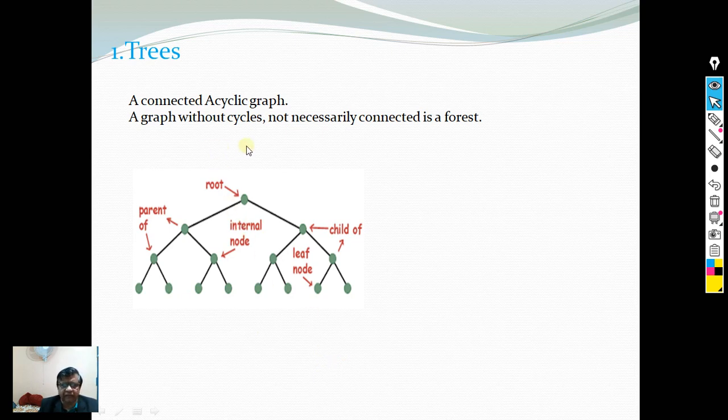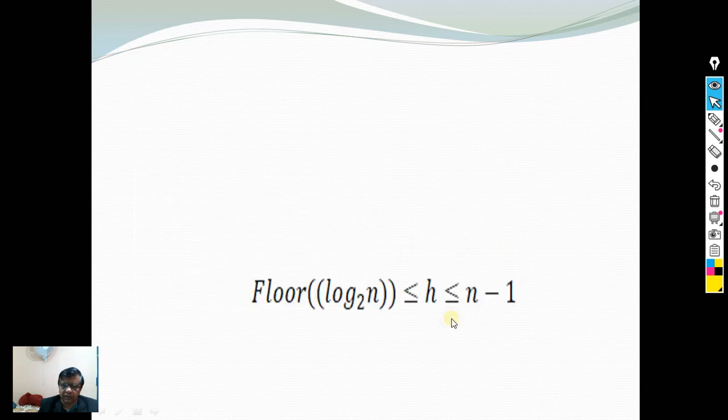A graph without cycles, not necessarily connected, is a forest. You can have a tree over here and one more tree over here which is disjoint from this; then two trees form a forest. The number of edges in a tree is related to the number of vertices. It is always number of vertices minus 1.